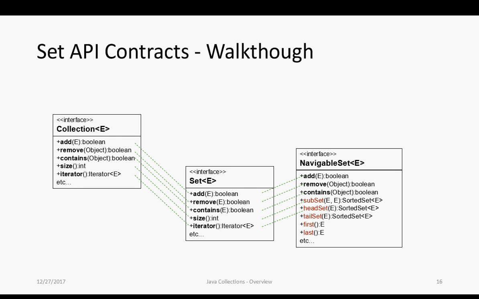Let's quickly look at the API contract. We looked at the collections, and set is no different, while the navigable set, which extends from sorted set as well, has various helpful methods like subset, headset, first and the last element. Let's quickly look at the example to understand what these methods are.